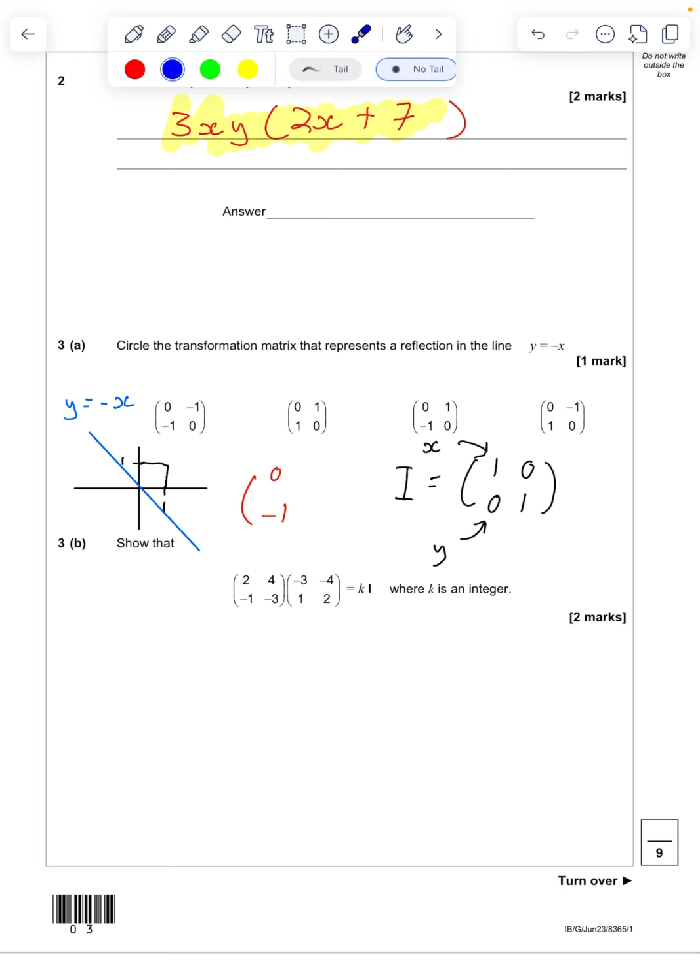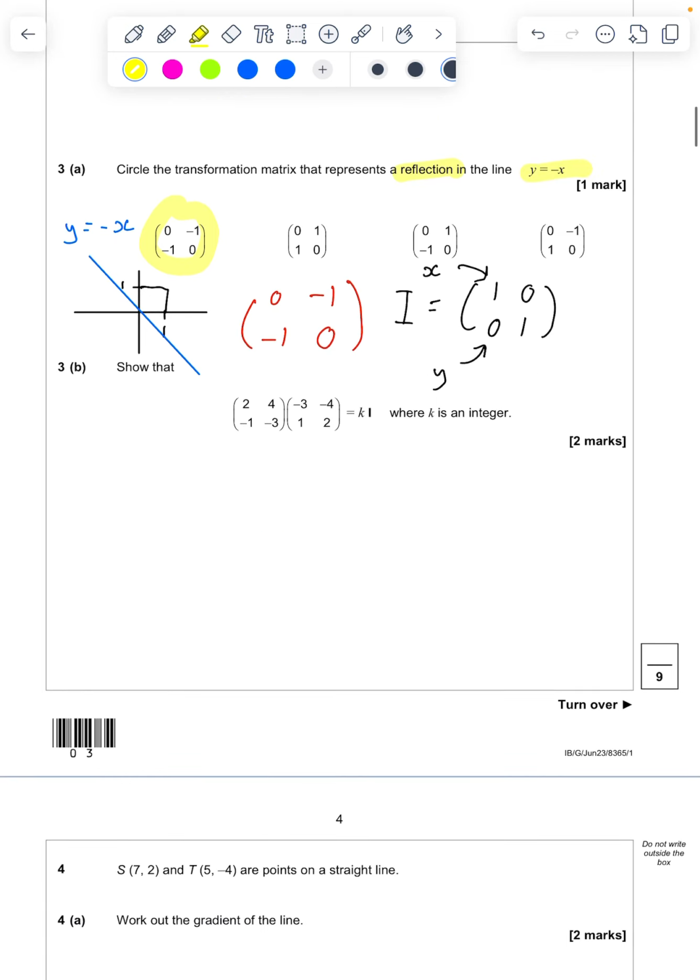And then similarly with this point here, you've got x being 0, y being 1, which is this point here. If you reflect this point along this line here, it will go down to over here, which would be minus 1, 0, the coordinate. Okay, so it's going to be minus 1, 0. So which one of these is it going to be? The first one. Yeah, that's the transformation represented by a reflection in this line.